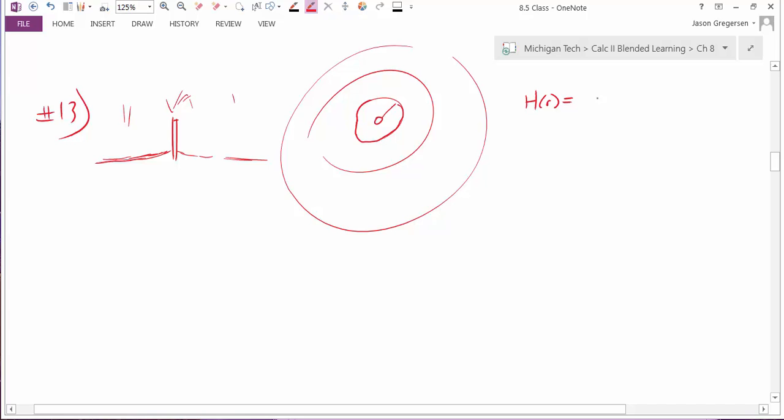13. The depth is 0.115 e raised to the negative 2r millimeters. So my input here is a distance in kilometers. My output is going to be a measurement in millimeters. Okay. So we want to find the total volume of the soot in the first 5 kilometers away from this thing. Okay. All right. So I don't know how to do this.